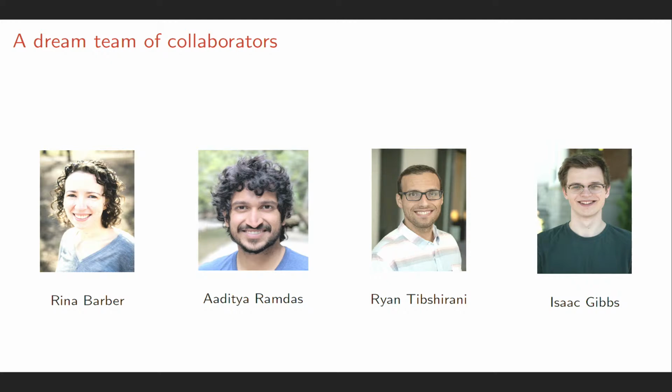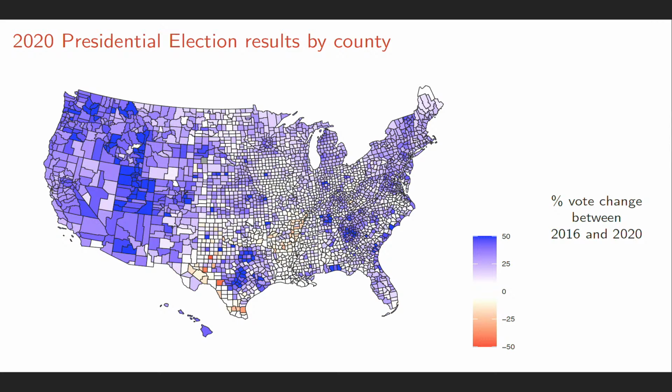So I'm going to take you to 2020, the presidential election results by county. This is how America voted in 2020. I should not say America, it's been banned from the Stanford list of words. I should say the United States. So that's how the United States voted in 2020, county by county.